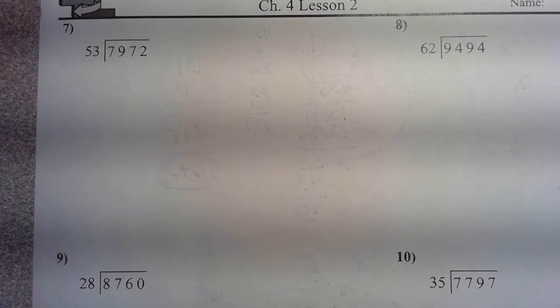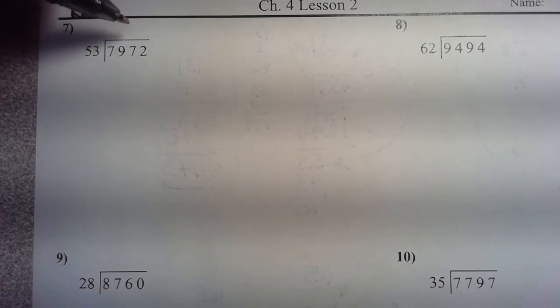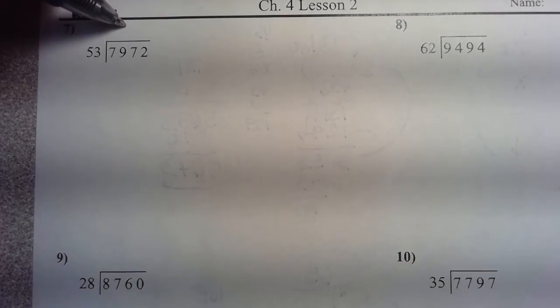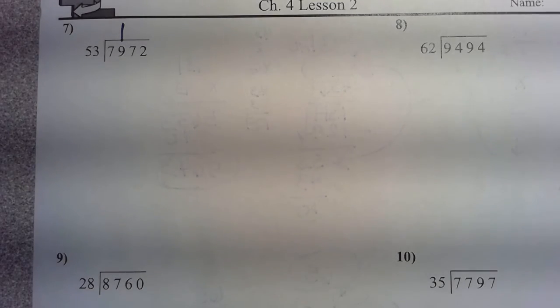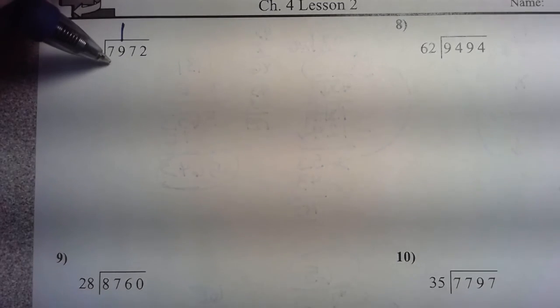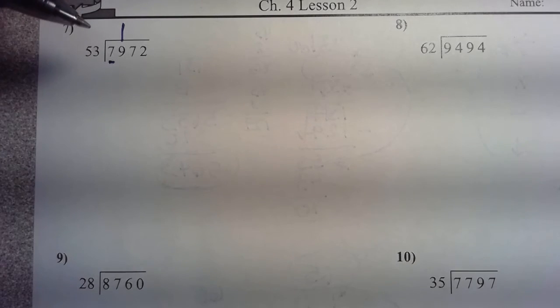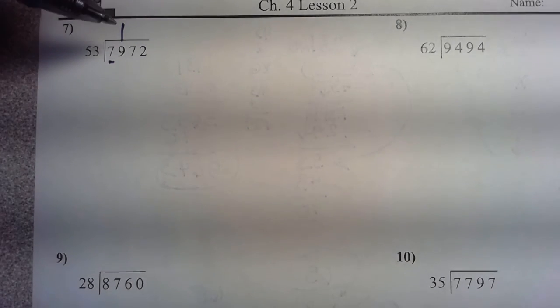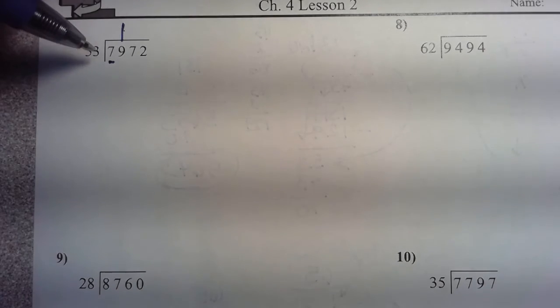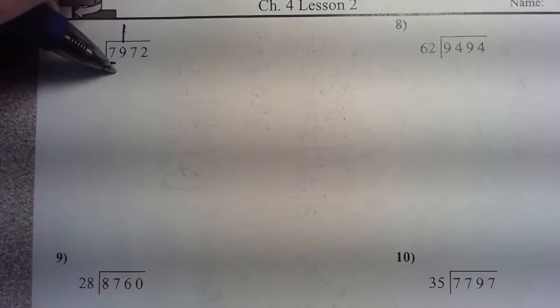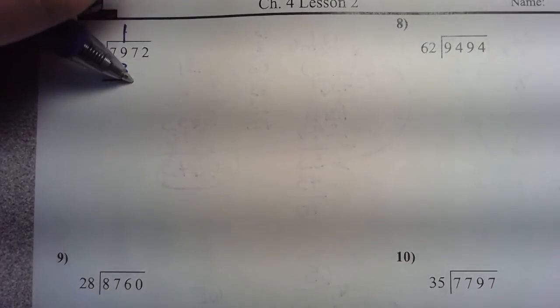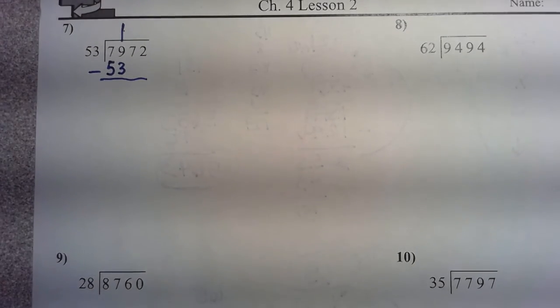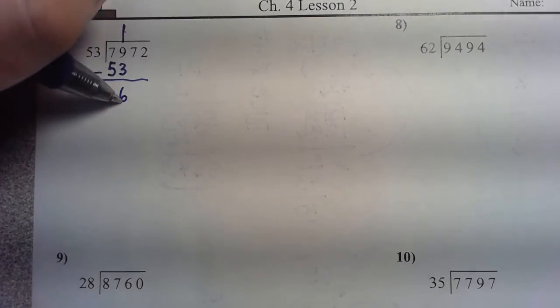Well, 53 doesn't go into 7, so you have to do 53 goes into 79, once. You subtract 53 from 79, and that would give you 26. Oh, you didn't say the multiply part, but go ahead. All right. Gives you 26.